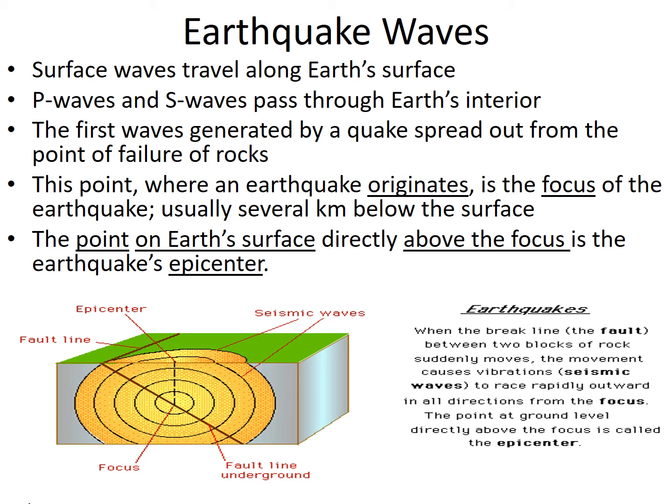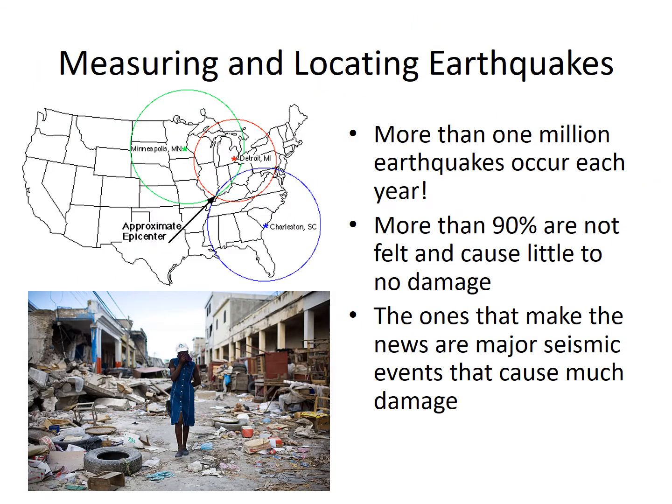If we look at this image here, the focus is deep within the Earth, and if you go straight up from that, that is called the epicenter. Then we have the fault line as it proceeds underground, and we send up seismic waves from that focus and then up to the epicenter. So how do we locate the focus and the epicenter of an earthquake?